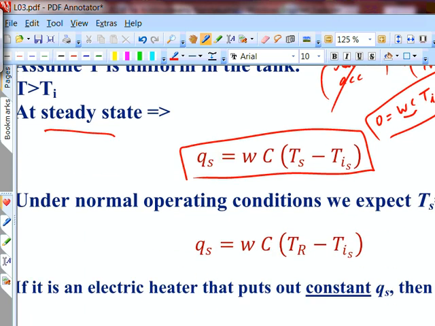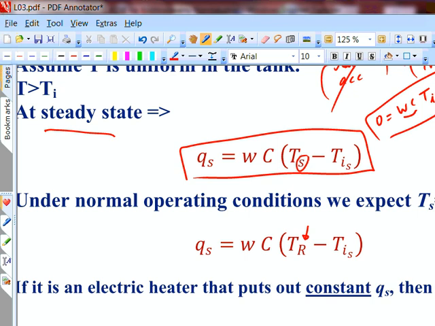Okay, so under normal operating conditions, the outlet temperature, the steady state temperature TS, will be what I require it to be, TR. Okay? So I'm making a subtle distinction between TS and TR. TS is the steady state outlet temperature. It could be anything depending on QS, whatever I put in. But if I want it to be TR, then I need to calculate.